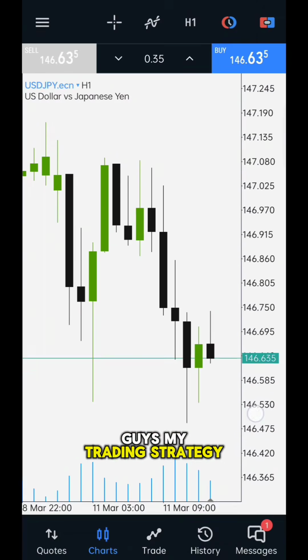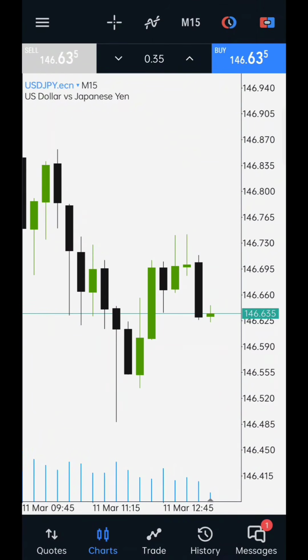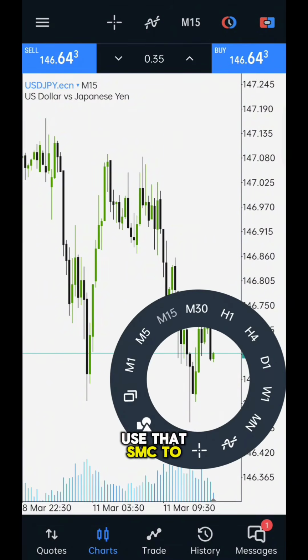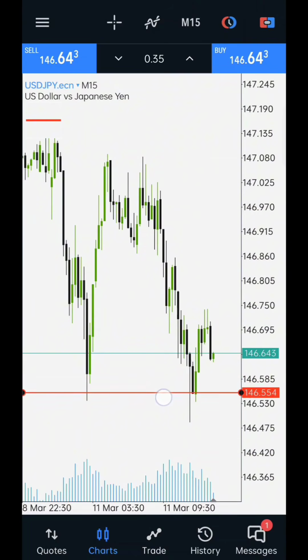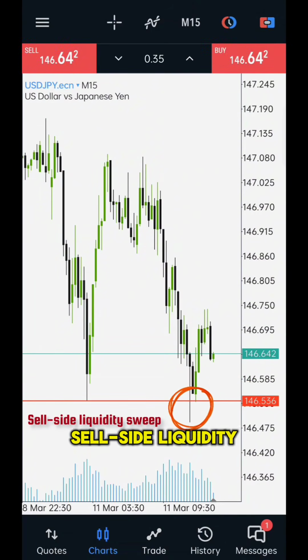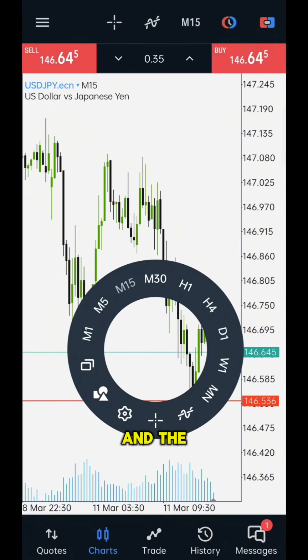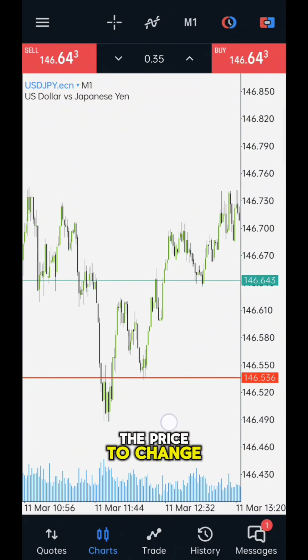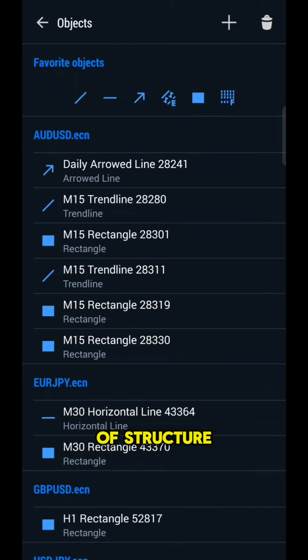Guys, my trading strategy is based on the SMC, smart money, or liquidity concept. You'll see how I use that SMC to figure out positions on my chart. As you can see here, sell-side liquidity has been swept away, and the price has quickly returned to the trading range. Then I waited for the price to change its character, and for a break of structure on the chart.